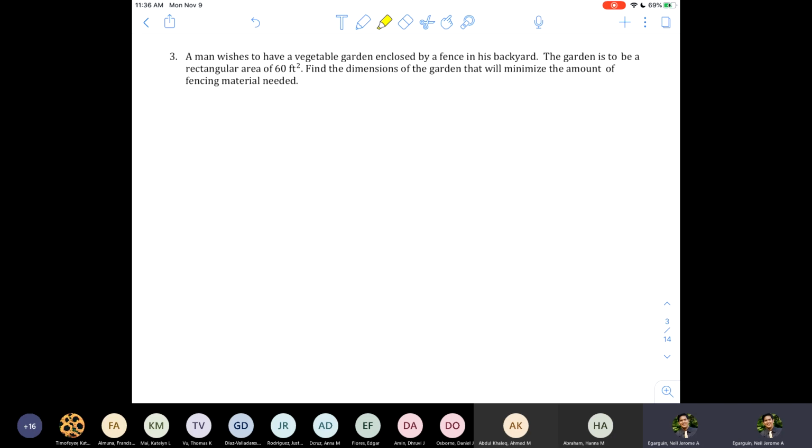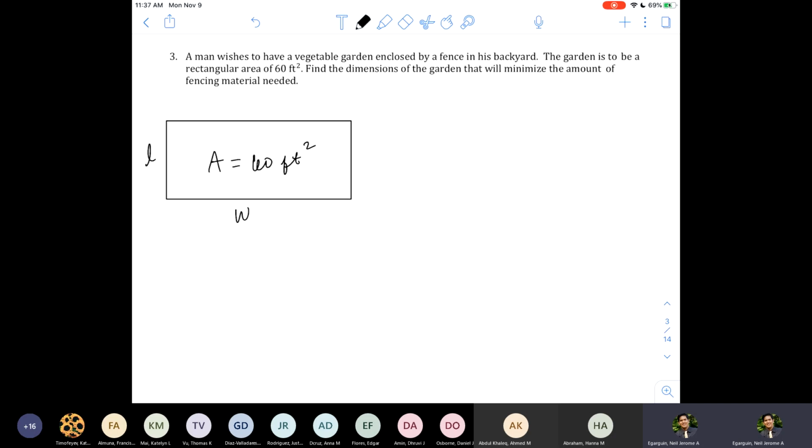So let's see, a man wishes to have a vegetable garden enclosed by a fence in his backyard. The garden is to be a rectangular area of 60 square feet. Find the dimensions of the garden that will minimize the amount of fencing material needed. So he has a rectangular piece of land that he wants to turn into a vegetable garden, which is to be fenced, right? And this has an area of 60 square feet, right? And then we want to find the dimensions of the garden. So we're looking for the length and the width of the garden so as to minimize the amount of fencing material needed. But so that's a clue.